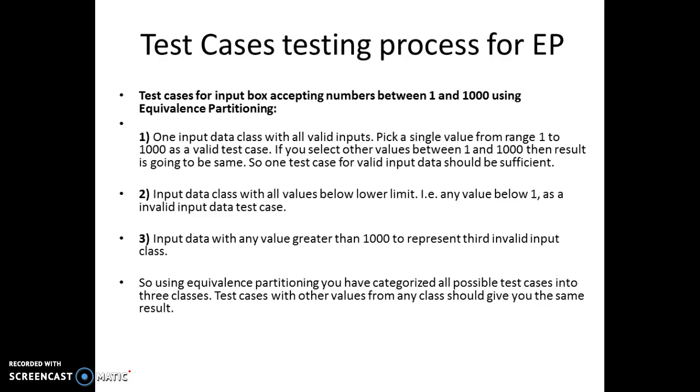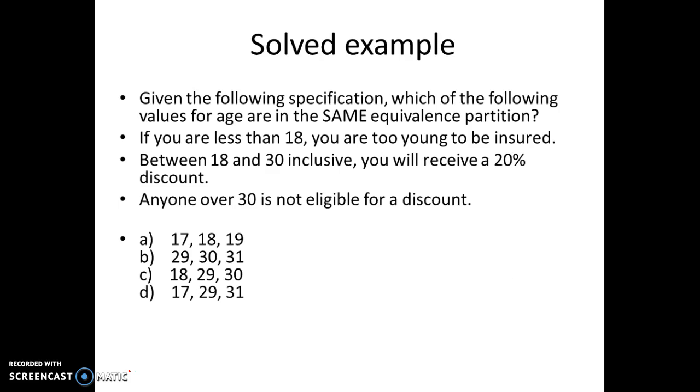Now let me go with a certain question, a solved example over here. I have a multiple choice question over here. Given the following specification, you can see the condition: if you are less than 18, you are too young to be insured, so you will not be allowed to be insured. Whereas for age between 18 and 30, you will be getting a 20% discount, and when the age is greater than 30, you are not eligible for a discount.